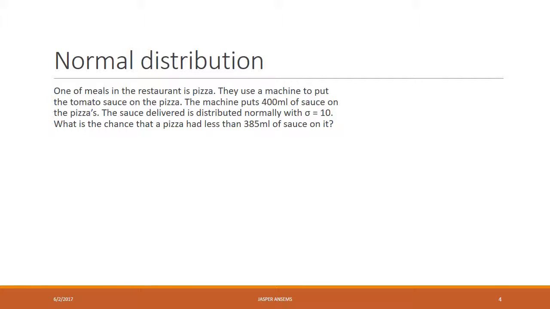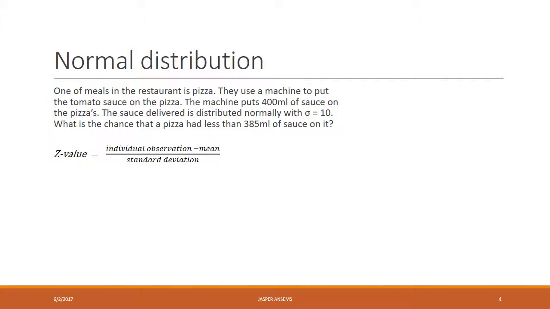Normal distribution. One of the meals in the restaurant is pizza. They use a machine to put the tomato sauce on the pizza. The machine puts 400 milliliters of sauce on the pizzas. The sauce delivered is distributed normally with a standard deviation of 10. What is the chance that a pizza has less than 385 milliliters of sauce on it?